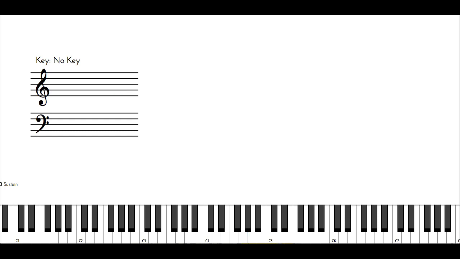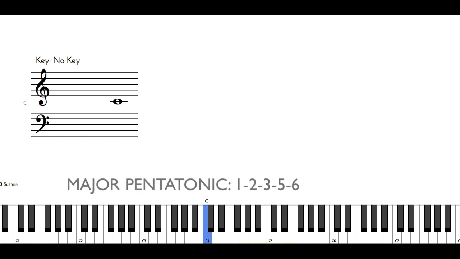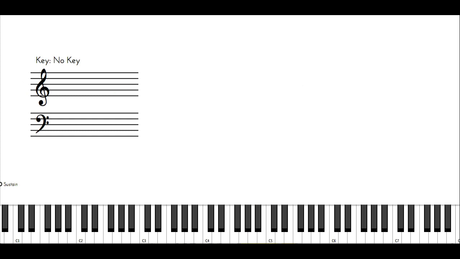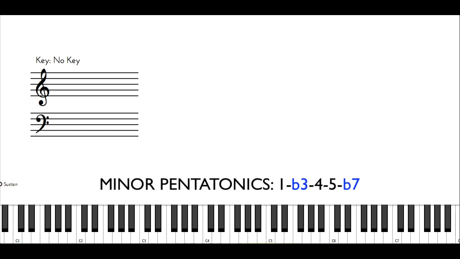Now, if you were to use numbers or a formula for the major one, the major would be 1, 2, 3, 5, 6, back to 1. And then for the minor pentatonic, you would have 1, flat 3, 4, 5, flat 7, 1.